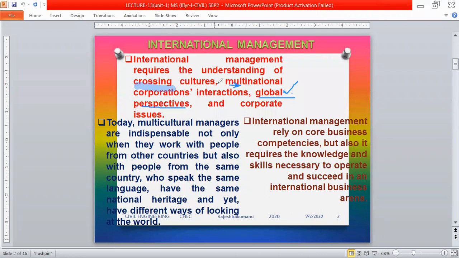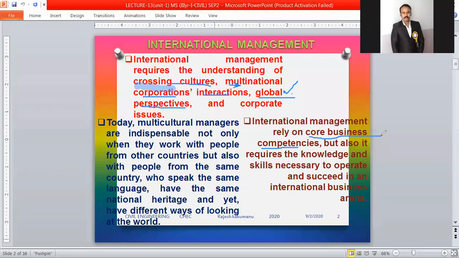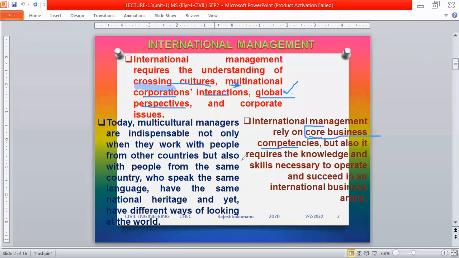So like this we have to understand what is happening in the cross culture statements, what is happening in the cross culture, what is there in the multinational corporations, what they are planning, how they are achieving, how the interactions are going on. So like this international management gives the information about that. Now, it relies on core business competences. It mainly relies on what? The core business. So, the pipeline of business concepts it will not take. It takes the main core, the main part of the business that you are doing. But also it requires the knowledge and skills necessary to operate and succeed in an international business arena.